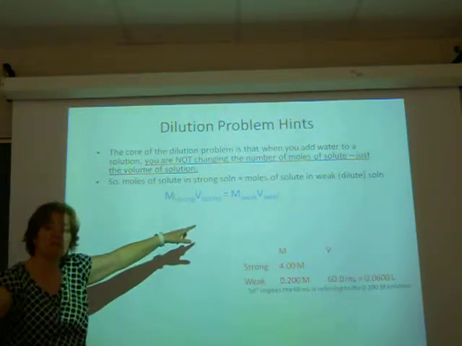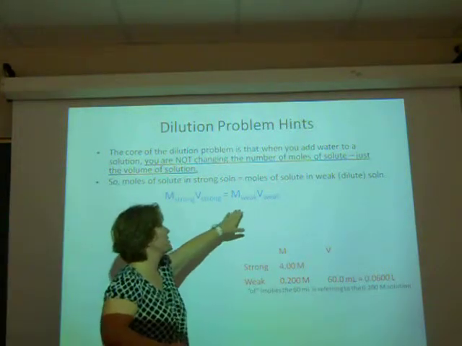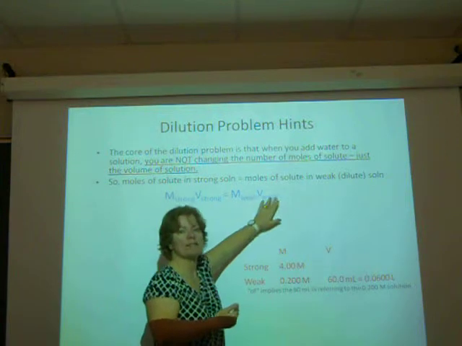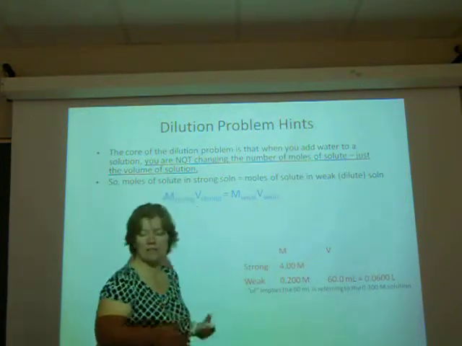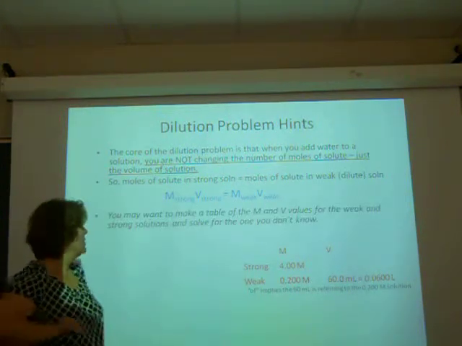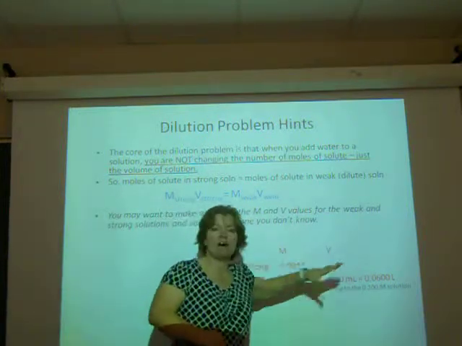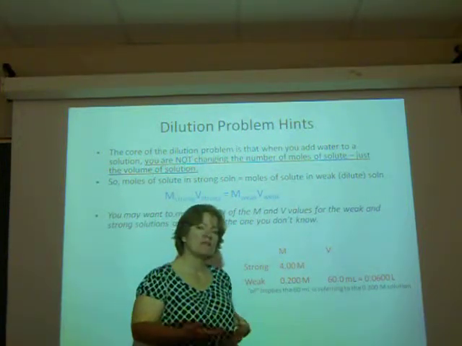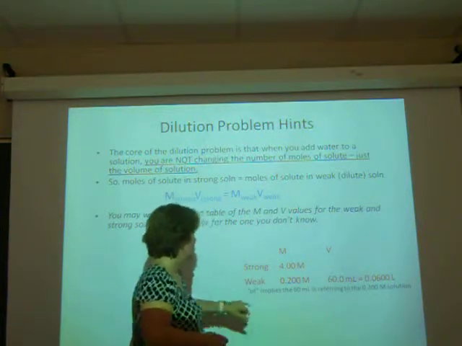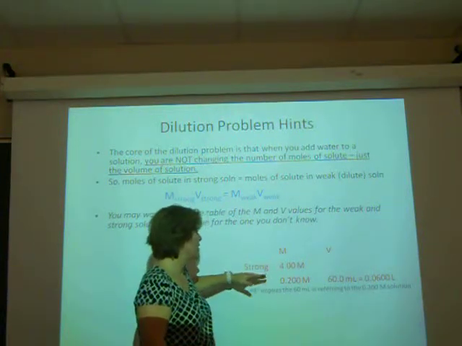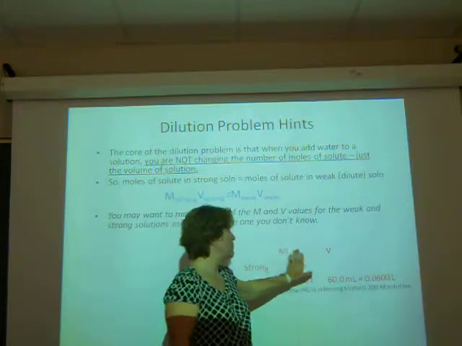And this is again another form on the last page. I'm using weak instead of dilute as I had it on the last page. It's the same formula. You may want to make a table of the molarity and volume values. It's very easy when you're reading these word problems to get them switched around. So I like to make a table. I want to know the strong and the weak, and what's the molarity and the volume.